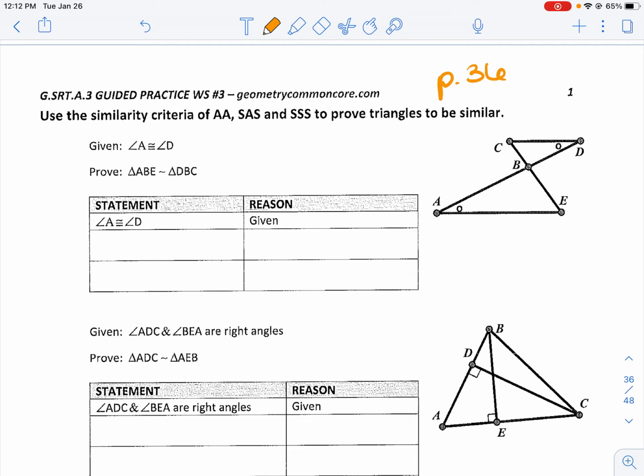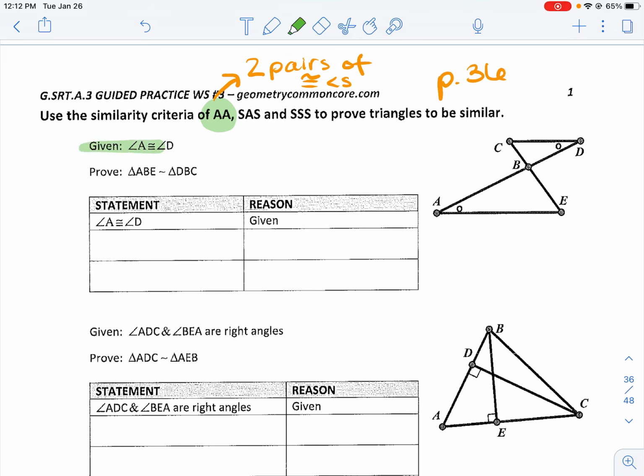All right, so we learned last class that we have something called an angle-angle similarity, which basically tells us if we have two pairs of corresponding congruent angles, that's enough to say these triangles are similar.